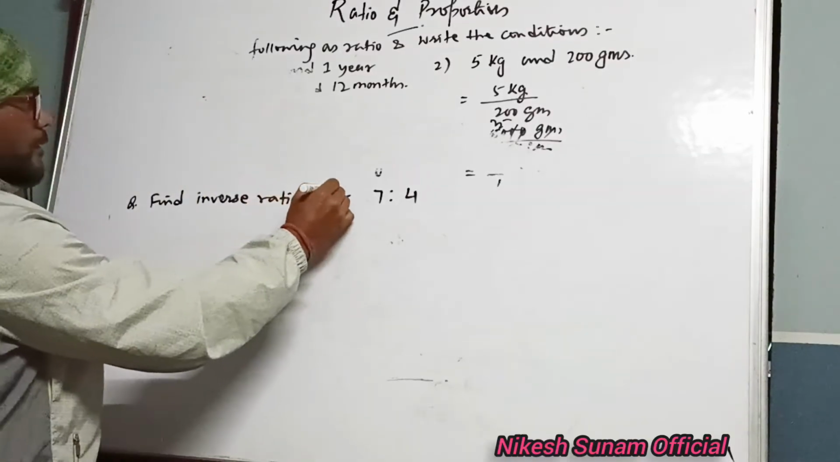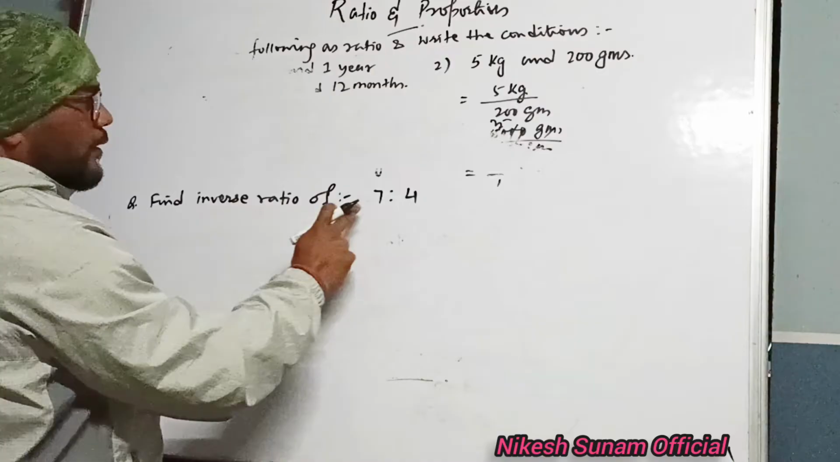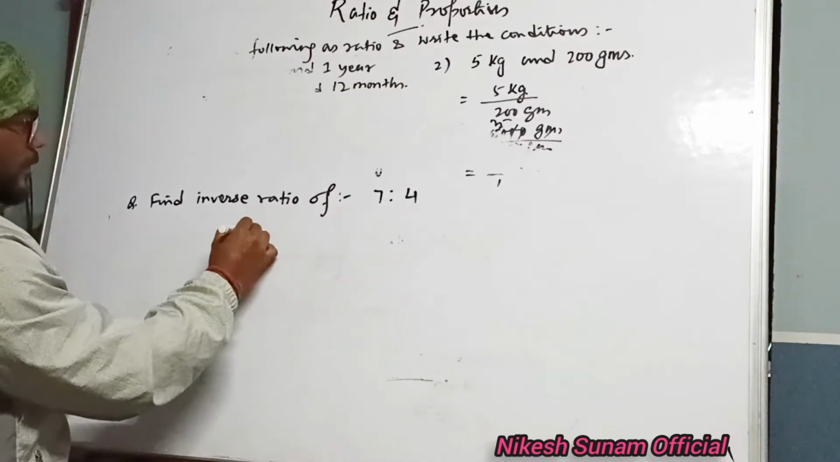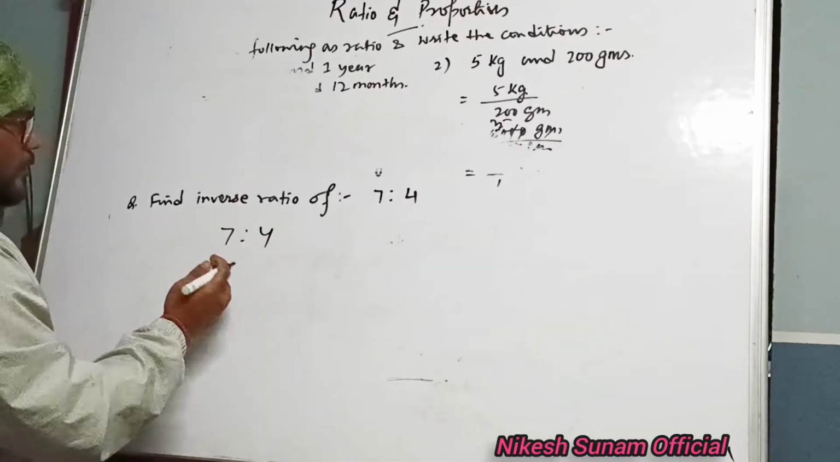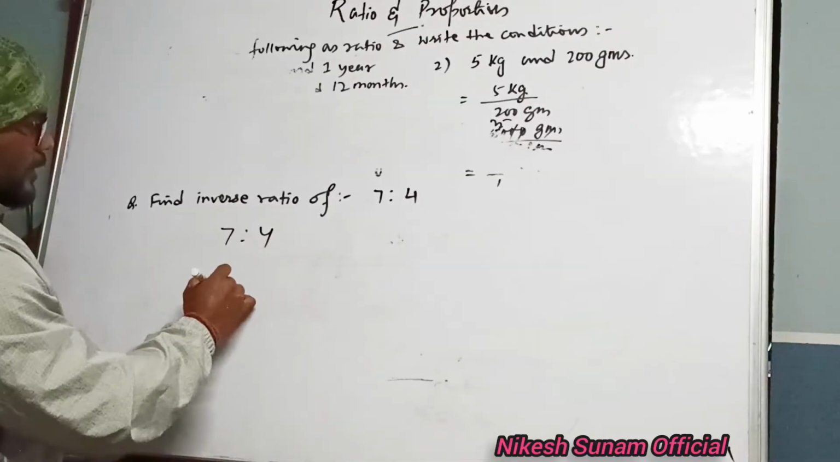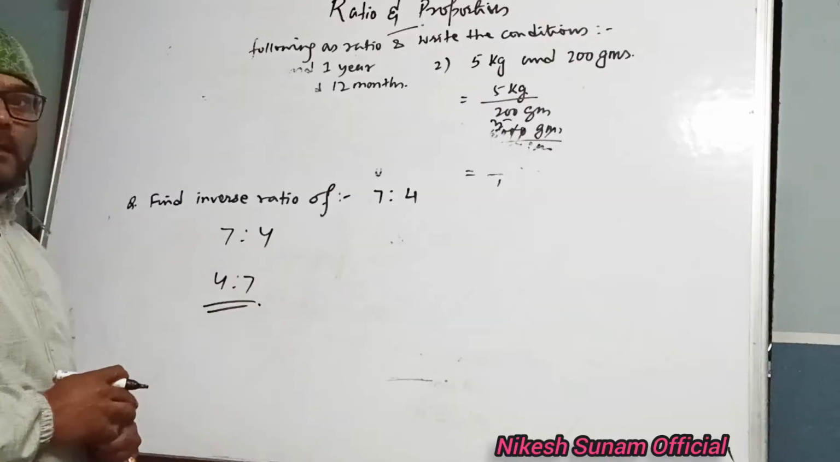So the question is given here. Find the inverse ratio of 7:4. The ratio is given as 7:4. You have to find the inverse ratio. Very simple. Just invert the ratio. You can directly write it as 4:7.